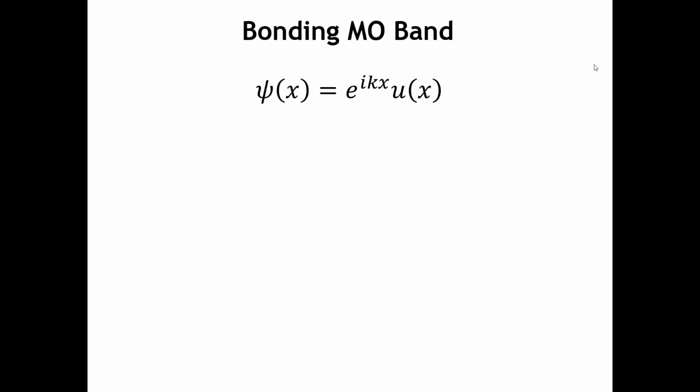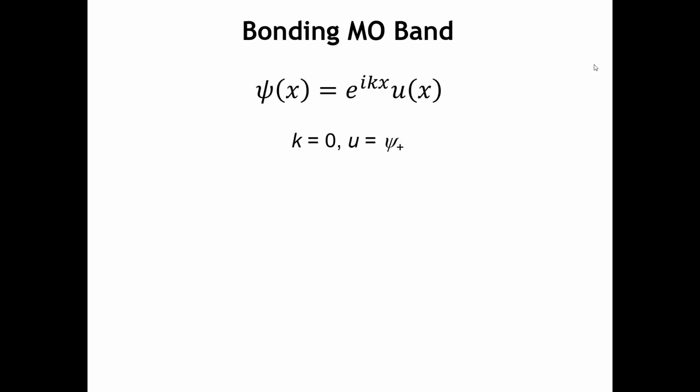Here I've written the Bloch function. The wave function of this band of crystal orbitals is going to be equal to e^(ikx) times u(x), where u(x) is our basis set. As I said in the last lecture, the basis set is just the molecular orbitals that we find within the unit cell. And so for this band, u(x) is going to be equal to the bonding molecular orbital. We'll call that psi plus.